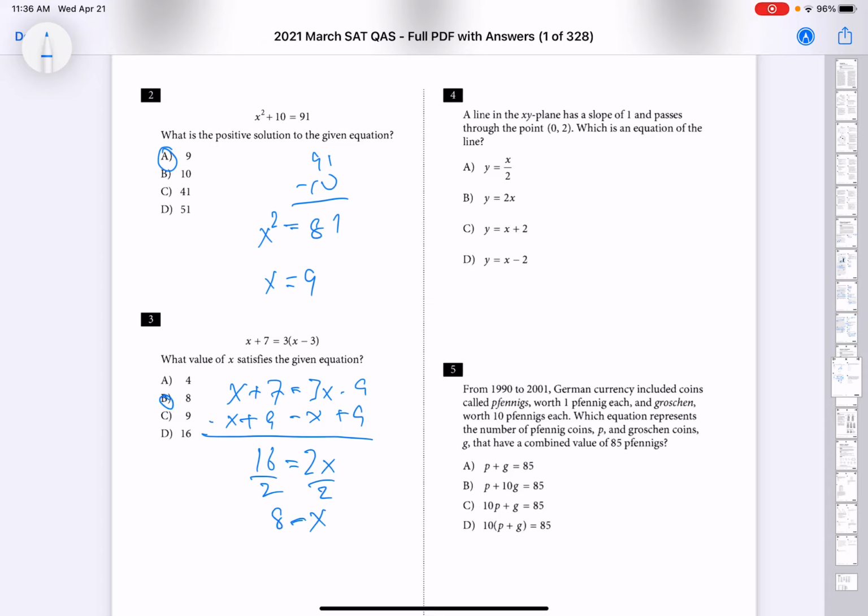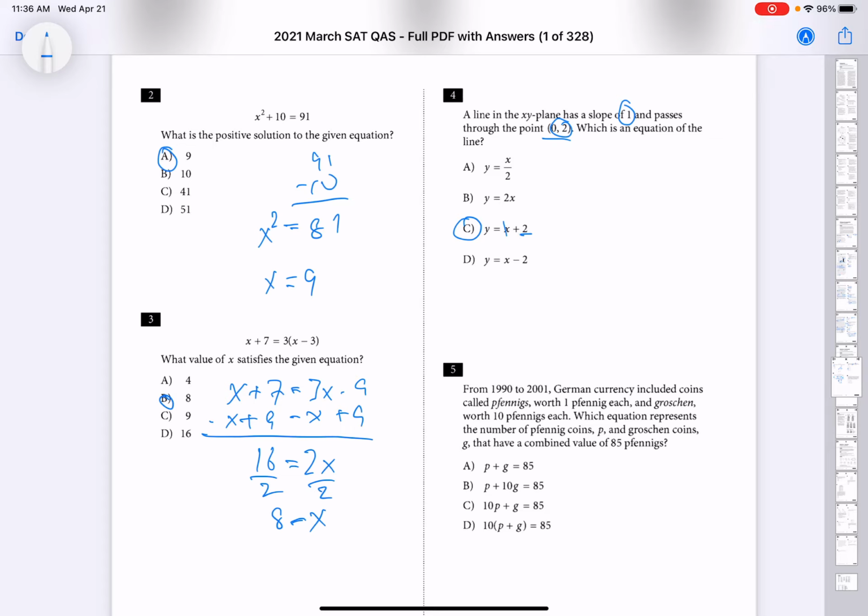Number 4, a line in the xy-plane has a slope of 1 and passes through the point (0, 2). Which is an equation of the line? So the slope is 1, and the y-intercept is equal to 2. So C should be the answer because you have a slope of 1 and a y-intercept of 2.